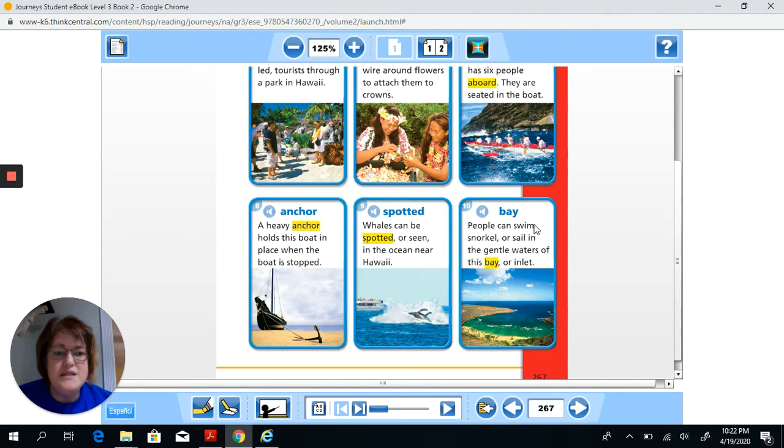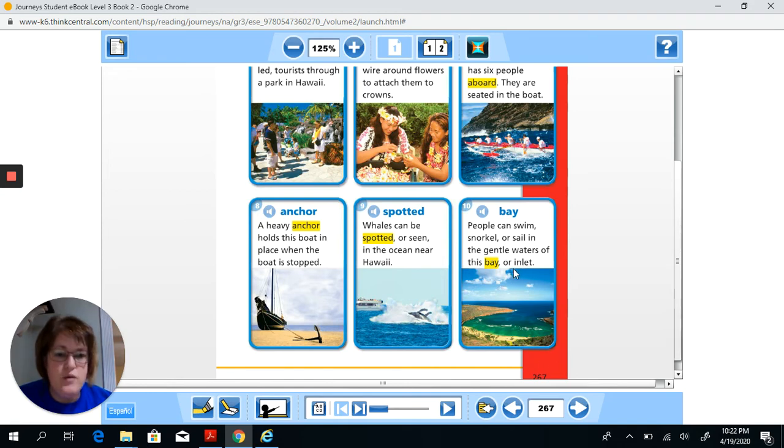A bay, people can swim, snorkel, or sail in the gentle waters of this bay or inlet. And I don't know about you guys, but this is making me think about our land and water features that we learned about in science. This is a nice picture of a bay.